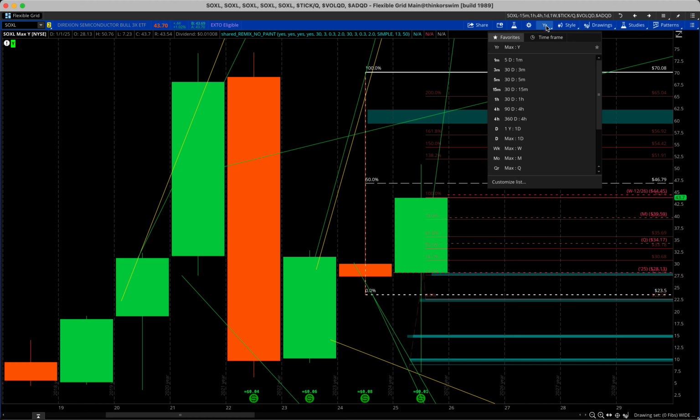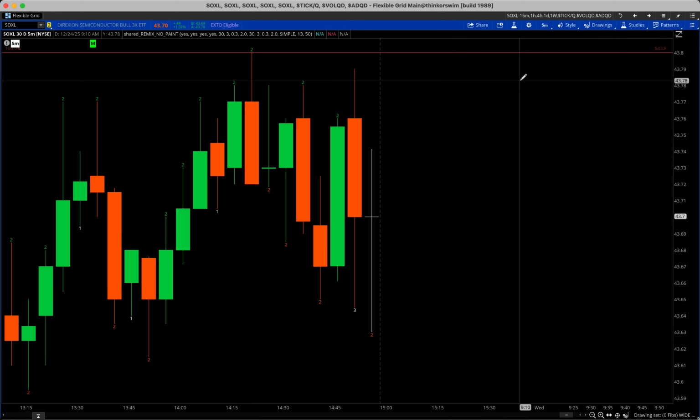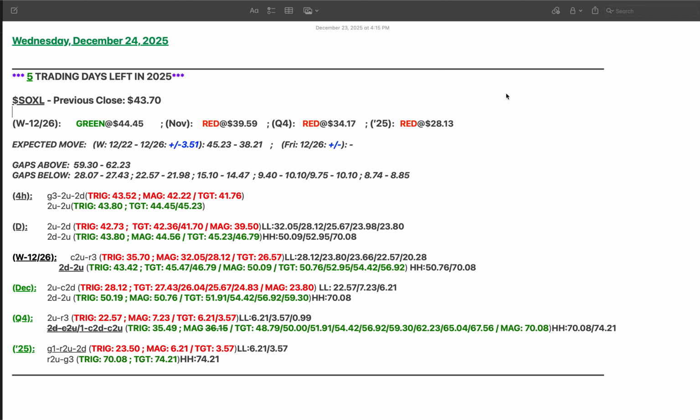All right, so that's what we've got from the zoomed in and zoomed out perspective. At this time, I'm just going to leave you with the notes and the triggers and targets for this week, for tomorrow, and just leave it at that.